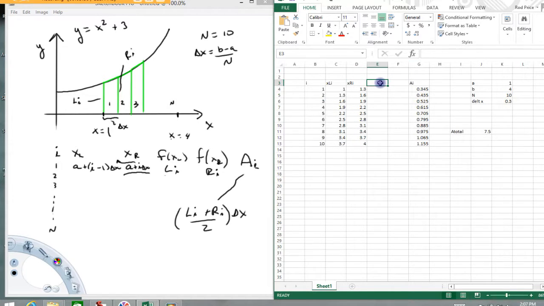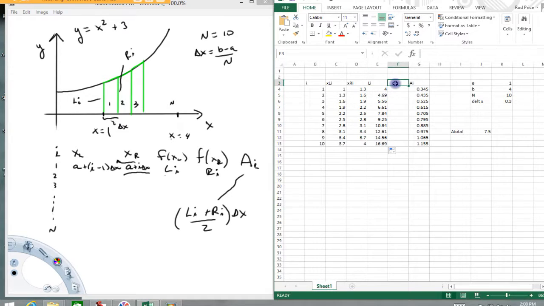And then here, let's see, now I'm going to calculate L sub I. And that's going to equal my function value at this X location. So that's going to be this guy squared plus 3. And we'll grab, do all of these.